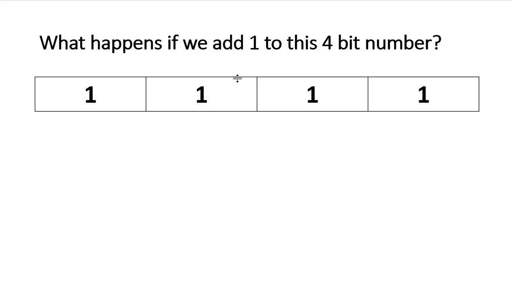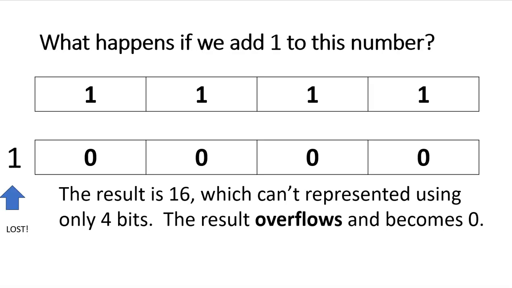Well, what's the biggest number here? It's 15. If I add them up, 15. I also know I have 4 bits. What's the biggest number I can store in 4 bits? 2 to the 4th minus 1. What is that? 15. If I add 1 to this, I have 16. That is too big to store in 4 bits. It will be a bigger number than I can represent using the storage space that I have. So this is called an overflow. The result was too large to store in a given number of bits.